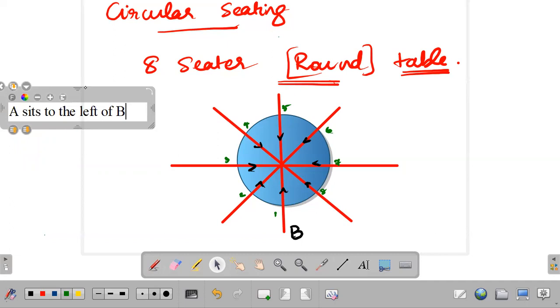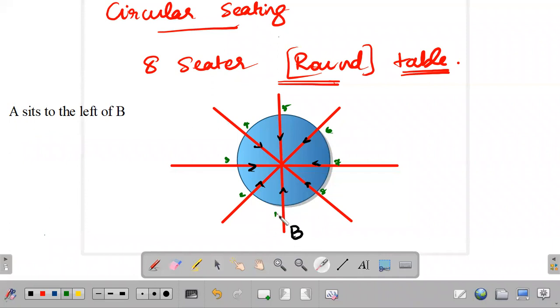If I consider that this is a round table arrangement, when I say B is in seat number 1, when the seat numbers are marked 1, 2, 3, 4, 5, 6, 7, 8 like this, then I say A sits to the left of B. Kindly note, in this arrangement, A will sit only in seat number 2. The convention is like that.